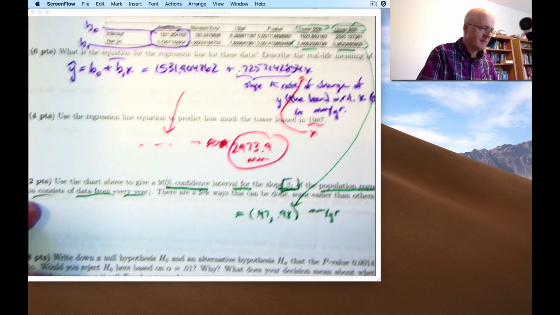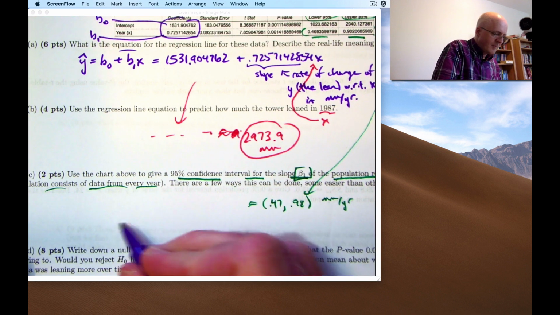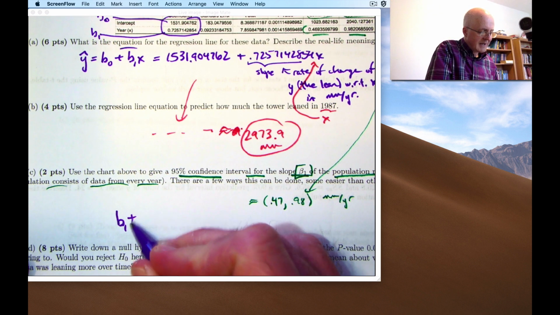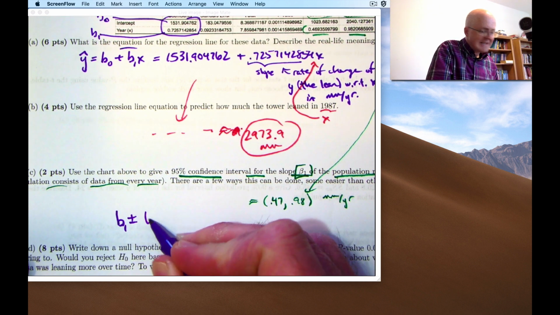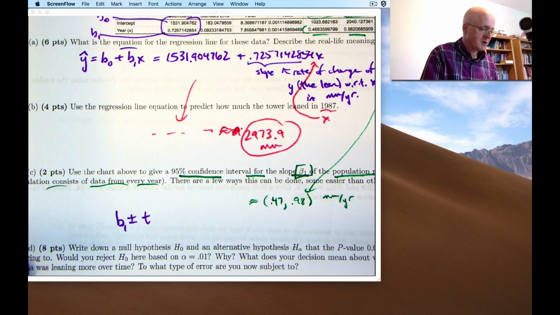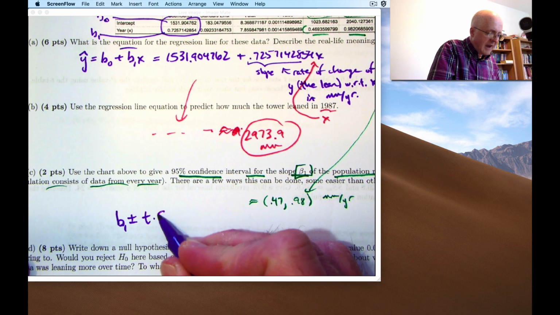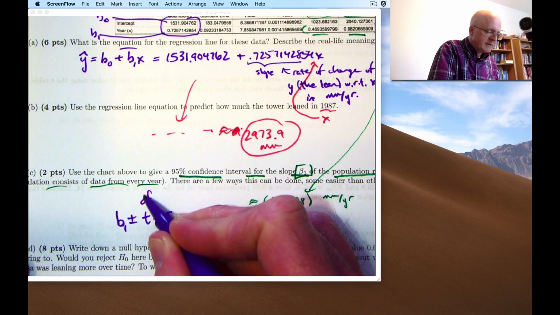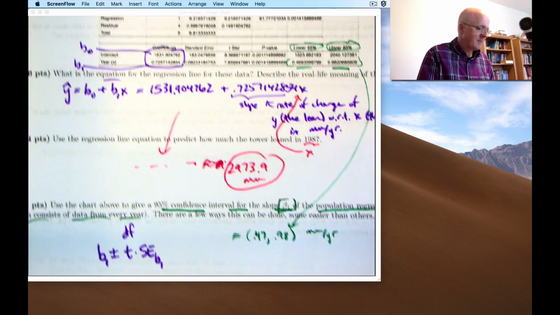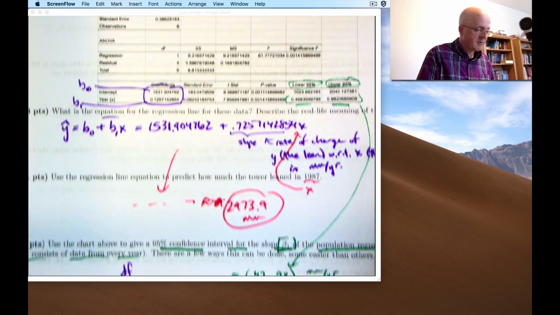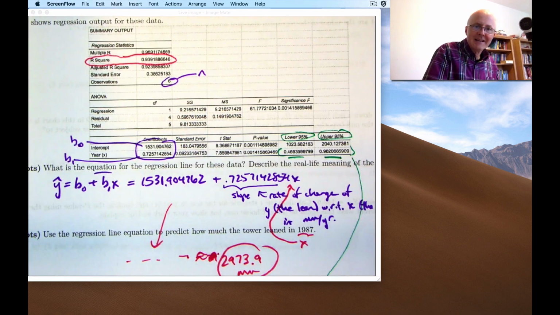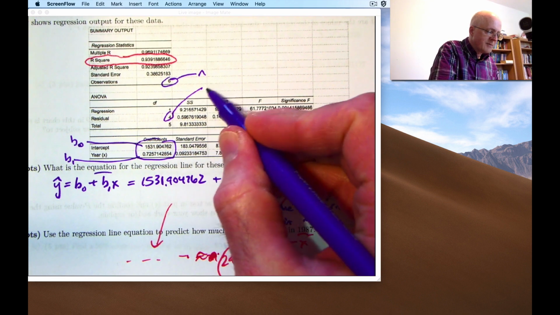How else could it be found? There's a formula you could use. You take your point estimate, B1, and go plus or minus a t value from the t distribution with a certain number of degrees of freedom times what you could call the standard error for B1. What is the degrees of freedom here? With simple linear regression with just one explanatory variable, one predictor variable, the degrees of freedom is n minus 2. N is 6 here. N minus 2 therefore is 4.